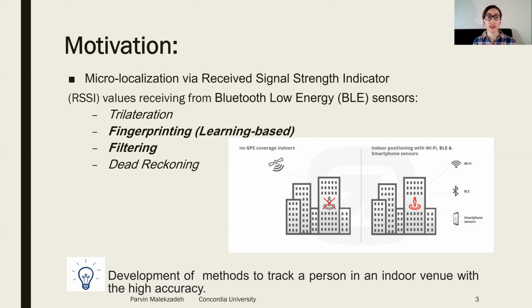The third method is filtering, like the particle filter and Kalman filter. And the last one is tracking, which uses the history of the location of the user to predict the current location of the user. But the most important thing is that we can optimize and combine these methods together to find an algorithm with high accuracy for location estimation.